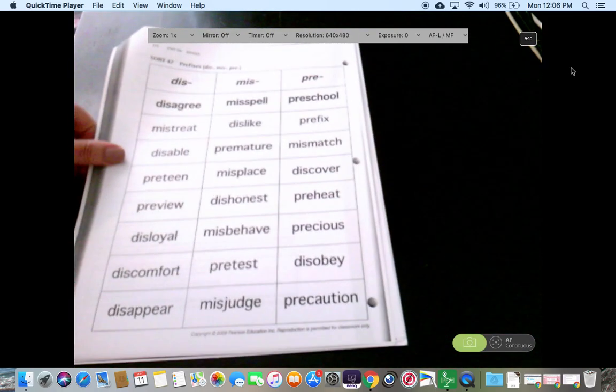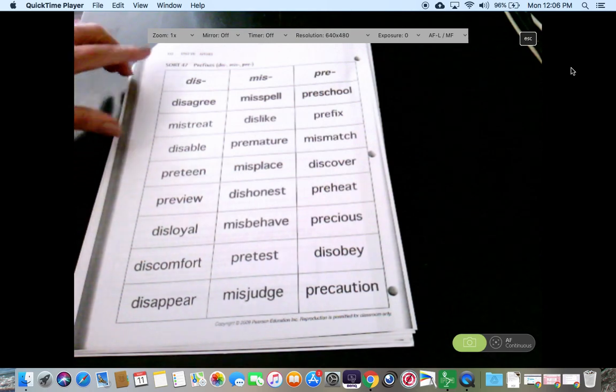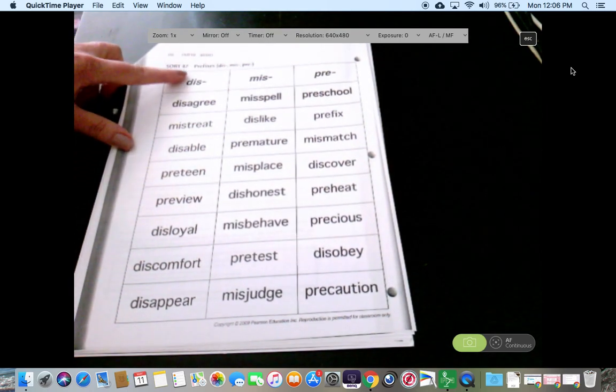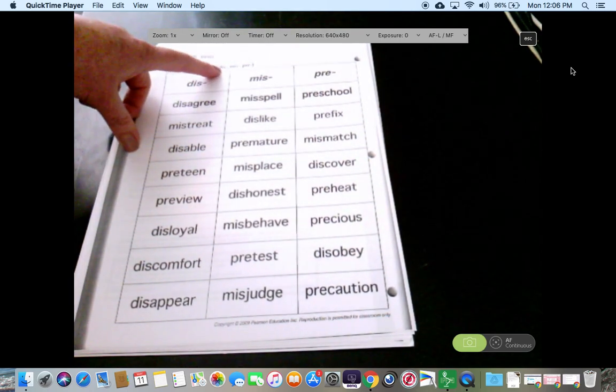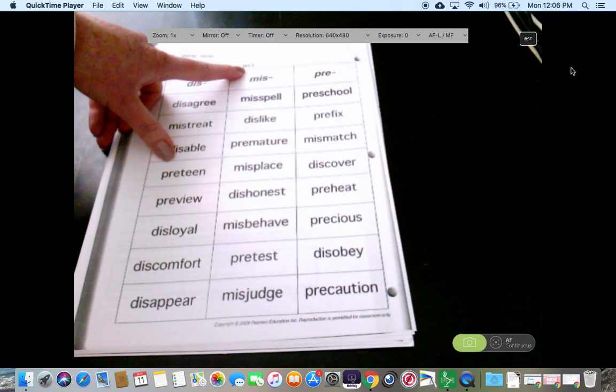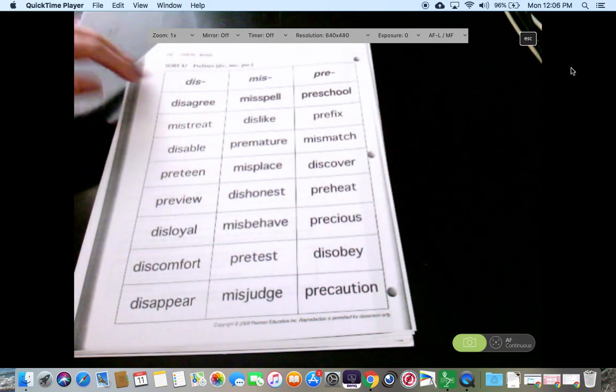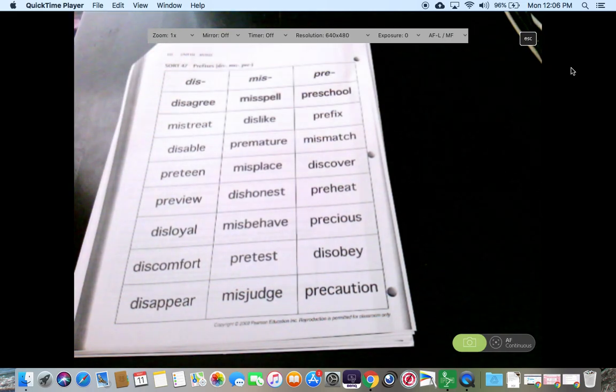Learners, for today's sort, you're going to need Sort 47, prefixes dis, mis, and pre. So go ahead and pause the video and get that if you need to.